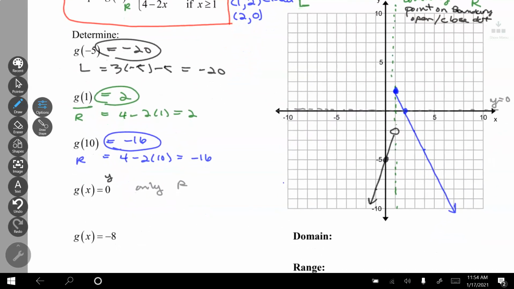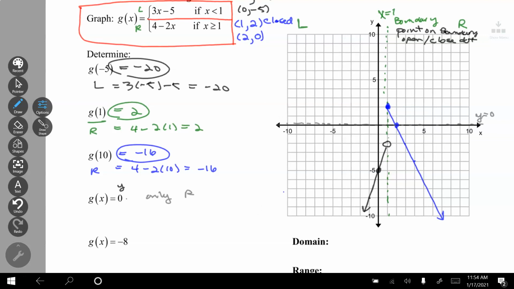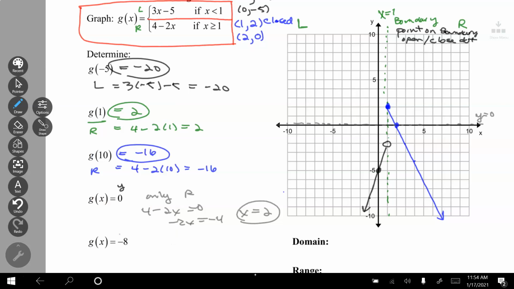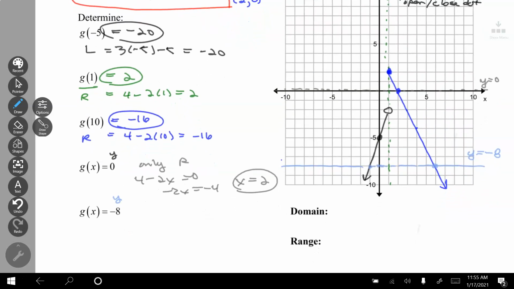I could go ahead and solve for that. 4 minus 2x is equal to 0, -2x equals -4. I get x equals 2. And then I have the same thing here, I draw it light blue. This is a y value of -8, and right here is -8. Y equals -8, and I could see that it hits the x here and hits the x here. I could just look at the graph if I had to, but if not, I could just solve them.